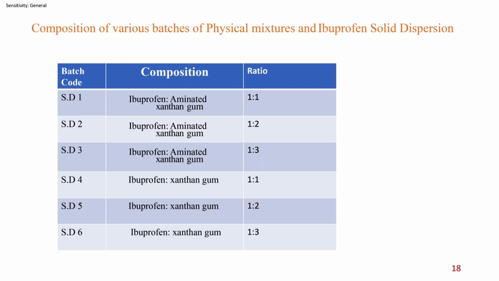Here are some compositions of physical mixtures and ibuprofen. First is ibuprofen with aminated xanthan gum in a 1:1 ratio. Second was 1:2 ratio, and third was 1:3 ratio for solid dispersion 1st batch. Second was solid dispersion 2nd batch, and third was solid dispersion 3rd batch. For the solid dispersion 4th batch, the composition was taken with xanthan gum, and its ratio was 1:1. For the 5th solid dispersion batch, we took xanthan gum with ratio 1:2. And for the 6th, we took xanthan gum with ratio 1:3.